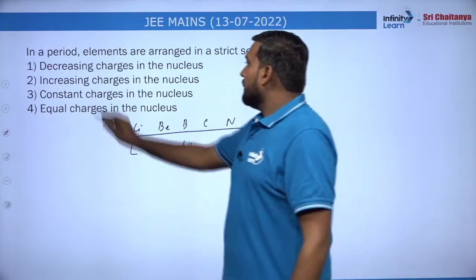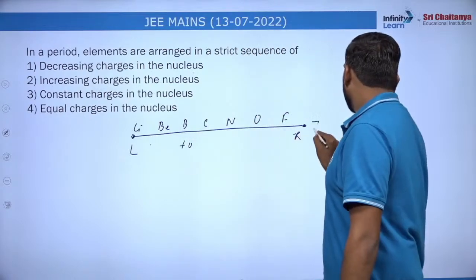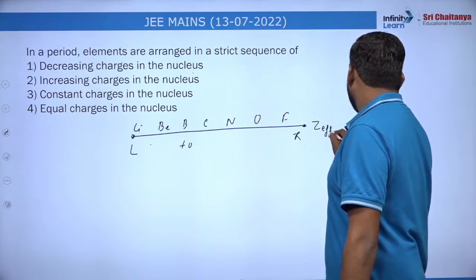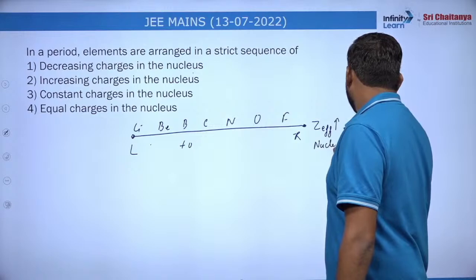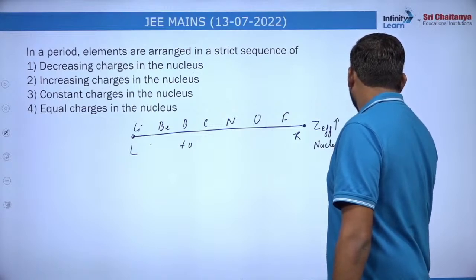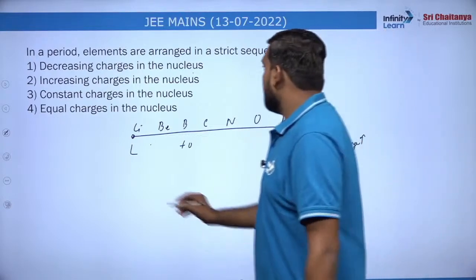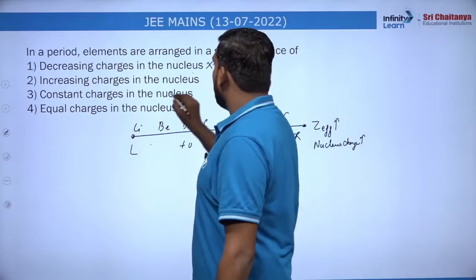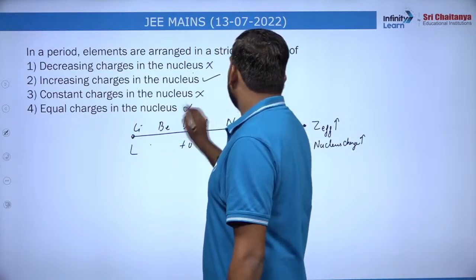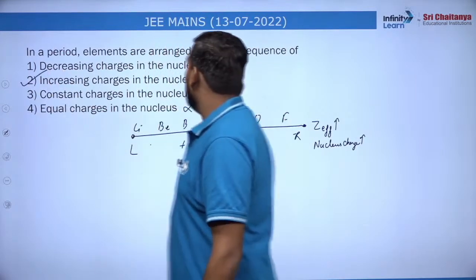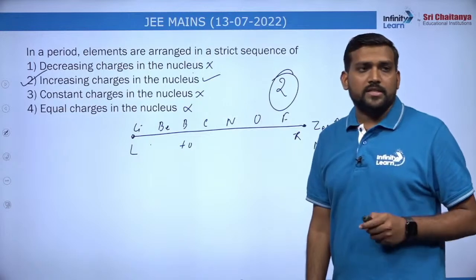Check that. Decreasing charge in the nucleus? No. If you move from here to here, then we know that effective nuclear charge is increasing, and even the nucleus charge is increasing due to the increase in the number of protons. So the first option is incorrect. The second one is correct, increasing. Constant charge, no, it doesn't have a constant charge. Equal charge, no. So the correct answer is option number 2. Okay, so this is the correct answer. Moving to the next question.